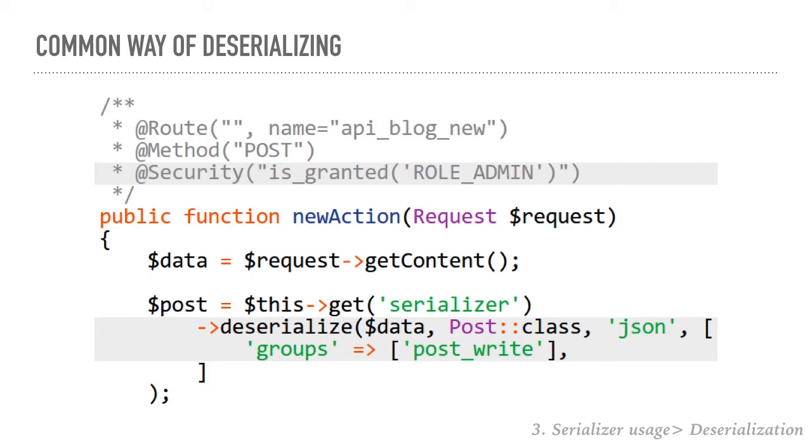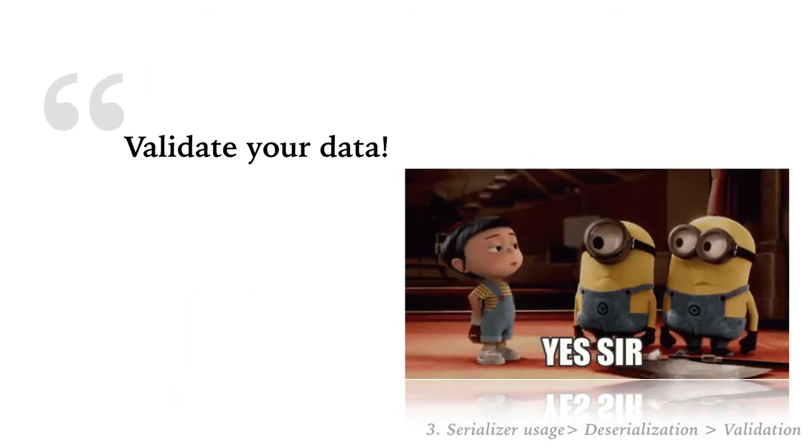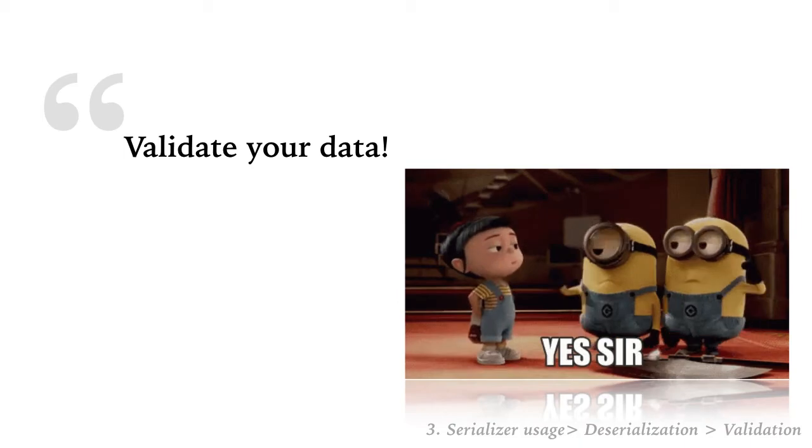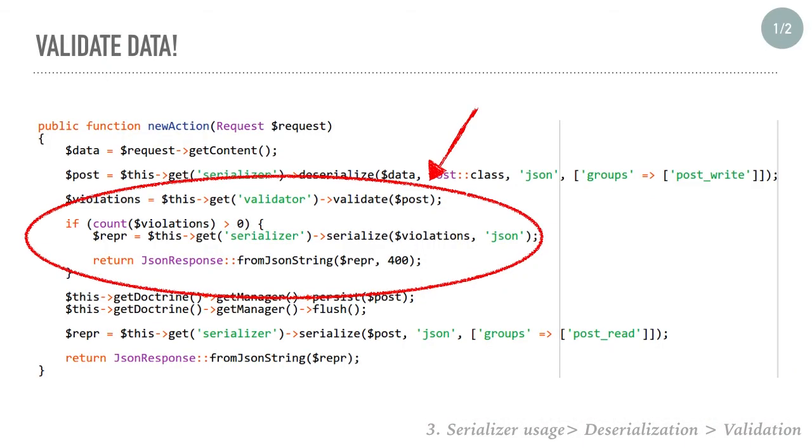And maybe you have some business logic or configuration about the serialization group. So you are going just to add the context with the special key groups. Okay? That way, it's deserialized, and after that you have the object, so you can save it in database and so on. Of course, you need to validate your data. It's really important to do this kind of thing.